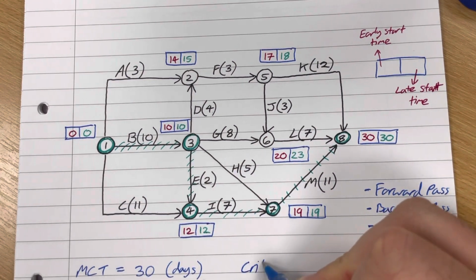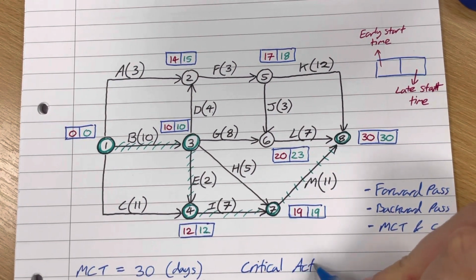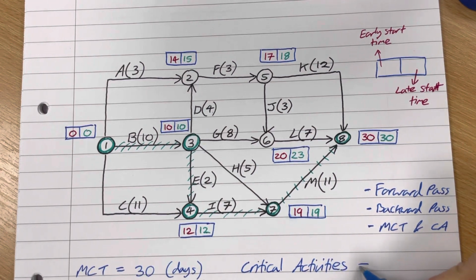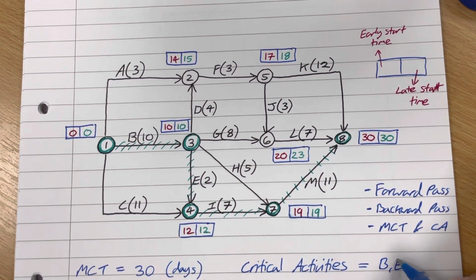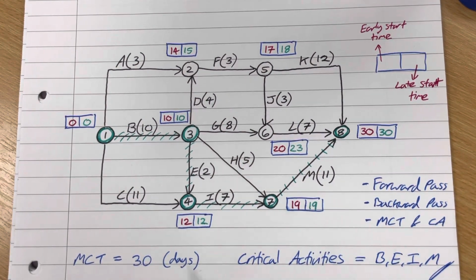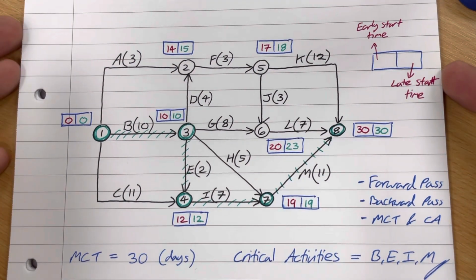The critical activities are B, E, I, and M. Minimum completion time is 30 days. The critical activities are B, E, I, and M. There are no other critical activities, and we'll get into that in a little bit more detail when we do float in a future video. For example, why isn't activity H critical? Okay. Why isn't activity C critical? And so on. Okay, we'll get to that later.